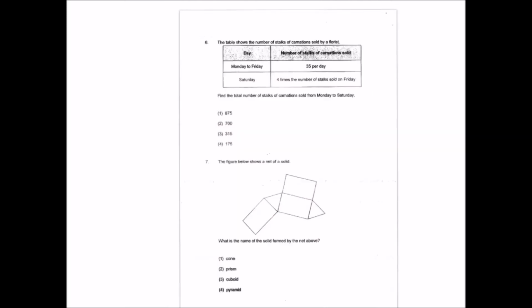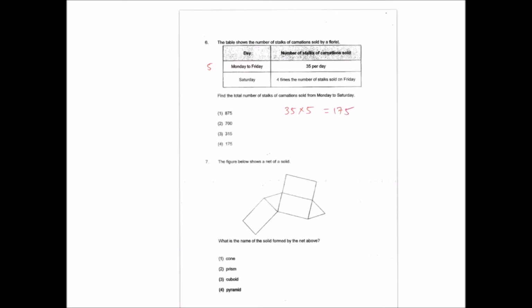Question 6. The table below shows the number of stalks of carnations sold by a florist. Find the total number of stalks of carnations sold from Monday to Saturday. From Monday to Friday, 5 days, you have 35 per day, and therefore you take 35 times 5 to get the answer of 175.